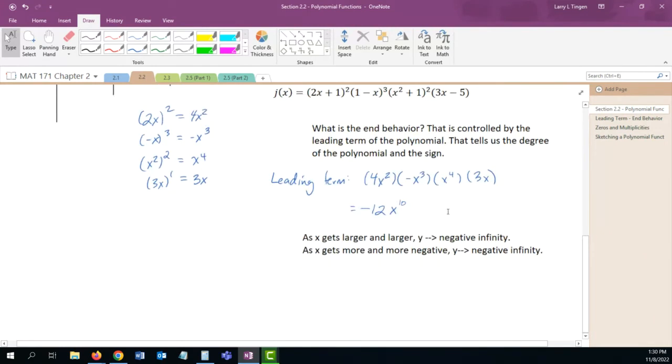My degree is 10, and the only thing I'm worried about there is that it's even. Because it's an even degree, both tails, both ends, are going to do the same thing. It's just which direction they're going in. If it's an even degree, they both go to positive infinity or both go to negative infinity, determined by the sign of the leading coefficient. If the degree is odd, one goes to positive infinity and one goes to negative infinity, and which one does which is controlled by the sign of the leading coefficient.